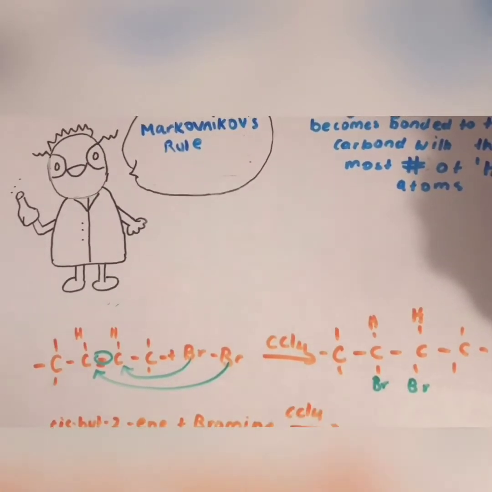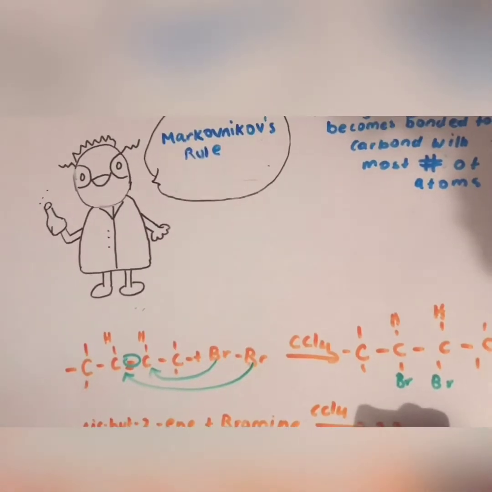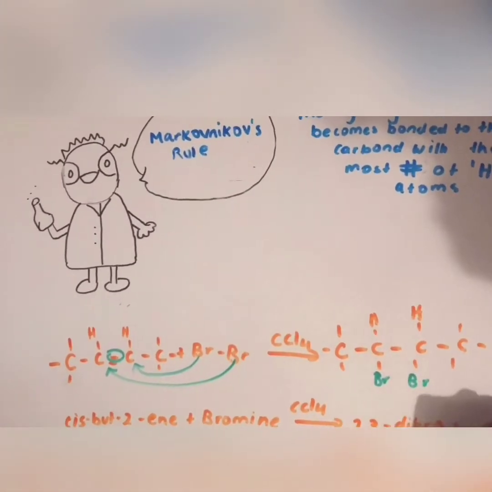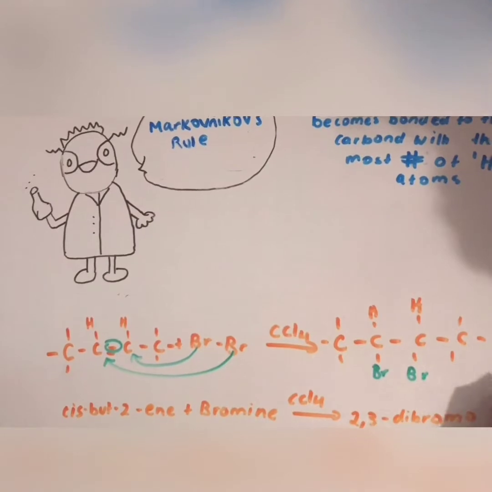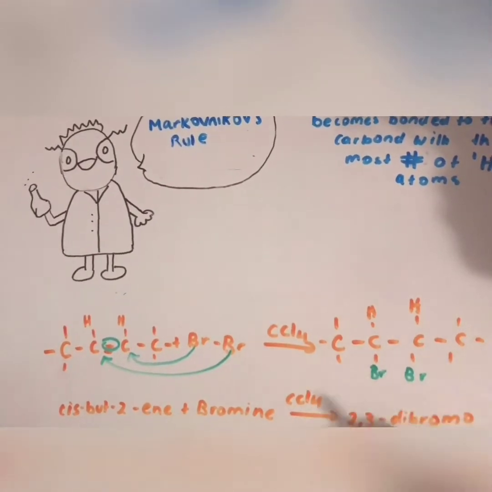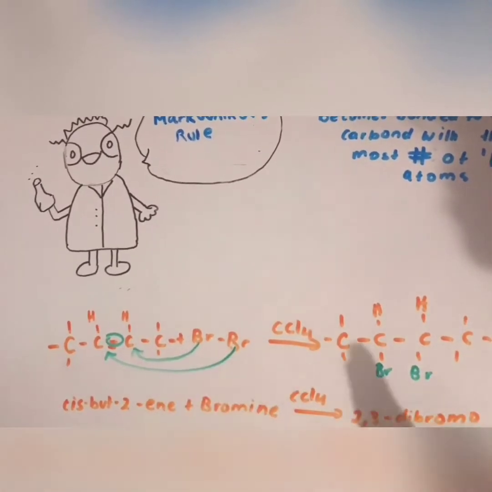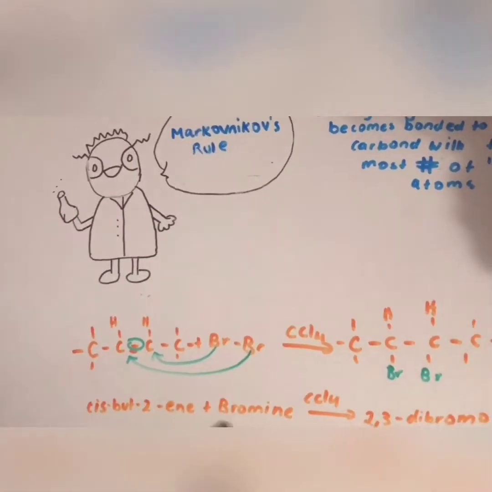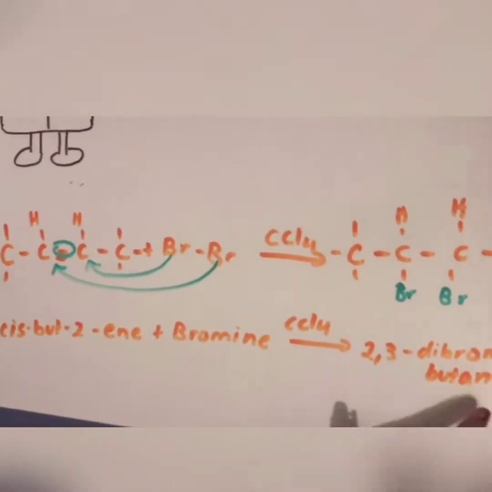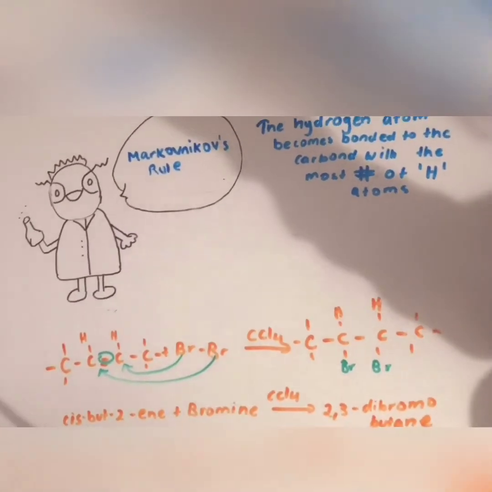So the catalyst is CCl4, and the butene will be joined with the dibromo. There's no space, it should be one word. So the general equation is an alkene plus a halogen, which is going to react to form a haloalkane. So therefore, Markovnikov's rule would not apply in this reaction.